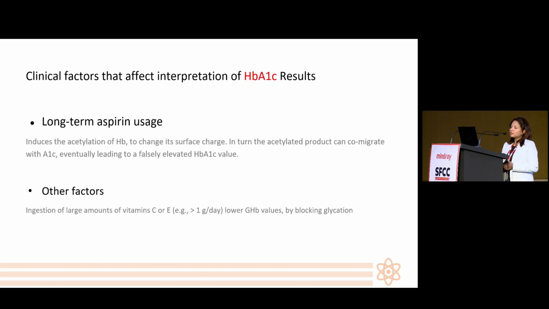Then there is another interference by drugs, that is long-term aspirin usage. Long-term aspirin usage induces acetylation of hemoglobin, which changes its surface charge. The acetylated product that is formed co-migrates with the A1c, thus leading to falsely elevated A1c value. Other than this, long-term or very high dosage of vitamin C and E will block the glycation, leading to lower HbA1c levels.